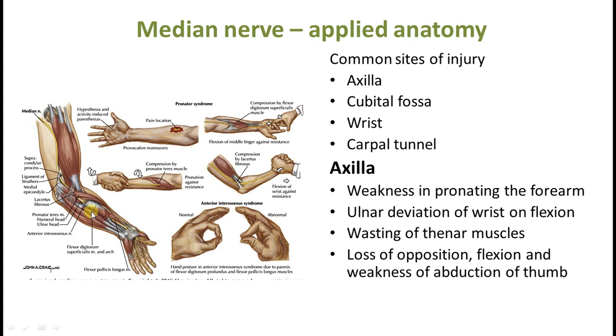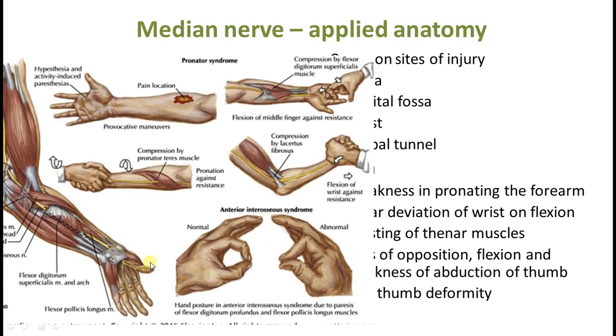It is only weakness because abduction is again taken care of by your dorsal interossei muscles. So total abduction will not be lost, but weakness in abduction will be taking place. Okay. So in the axilla, these will be the symptoms. That means when the whole course of the nerve below the axilla is affected, definitely ape thumb deformity naturally takes place. The thumb is actually adducted, extended and laterally rotated.